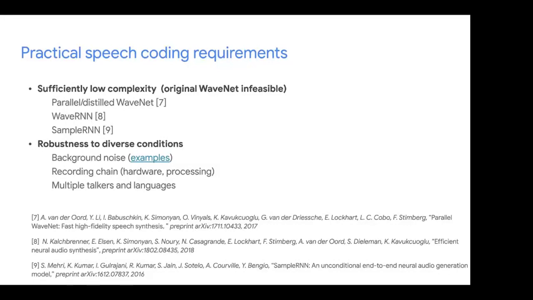The DeepMind guys came up with a parallel WaveNet, where you train a big one and distill a smaller one that you can use. You might have talked about that; I saw in the chat room that maybe someone talked about it earlier. Another one is WaveRNN, also from DeepMind, and SampleRNN. These replace the convolutional big FIR filter with an IIR filter, in my way of thinking: a recursive net instead of a convolutional net.